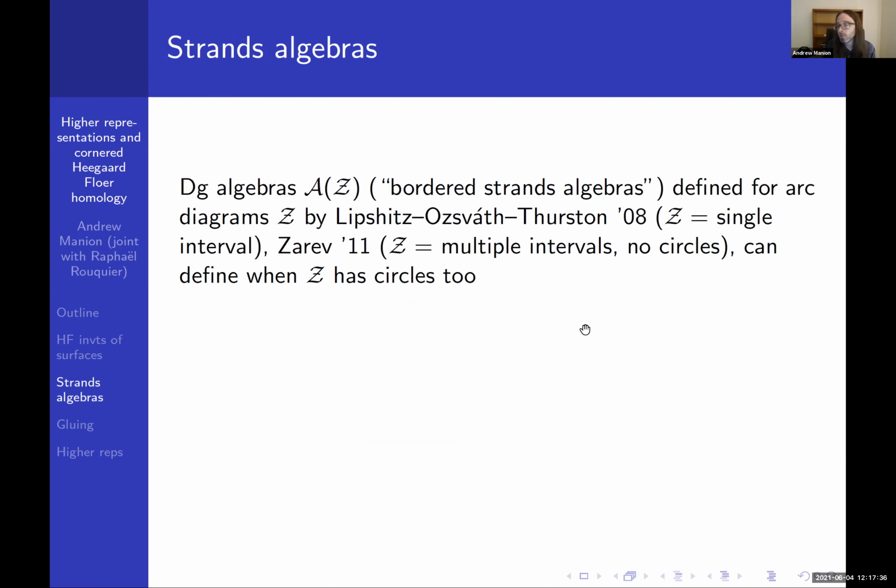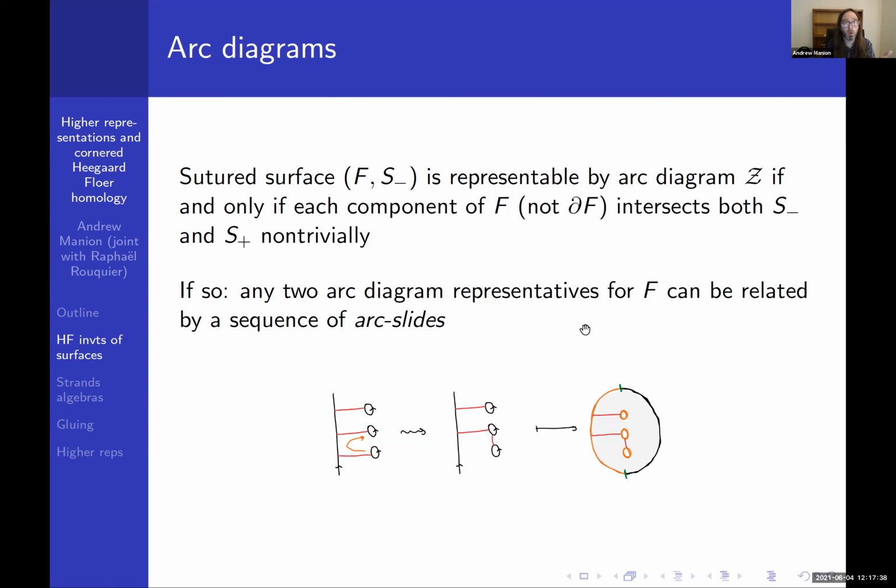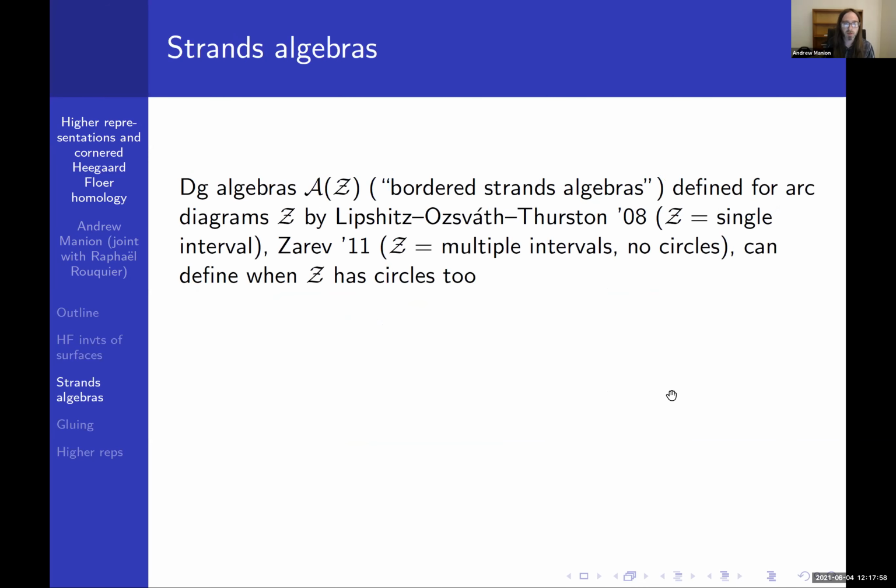Okay, so that's one way to show that this is an invariant. The more LOT style way is to show that any arc slide gives you a derived equivalence between these algebras. Or you can relate to Fukaya categories, which don't depend on Z to begin with. Okay, so 2 different ways to see that these derived categories of these partially wrapped Fukaya categories of these things are surface invariants.